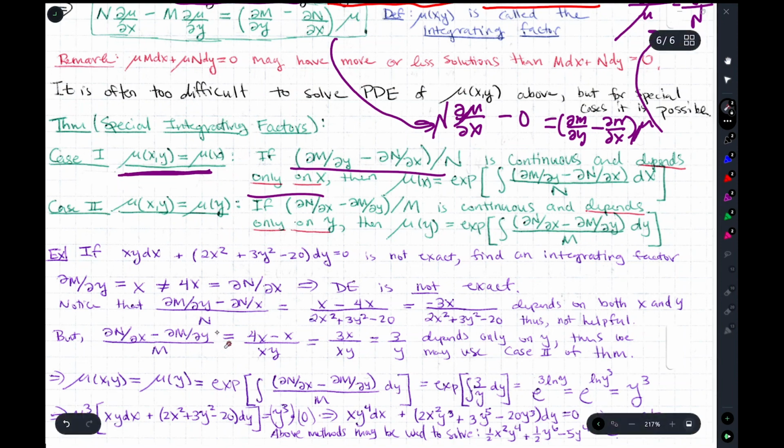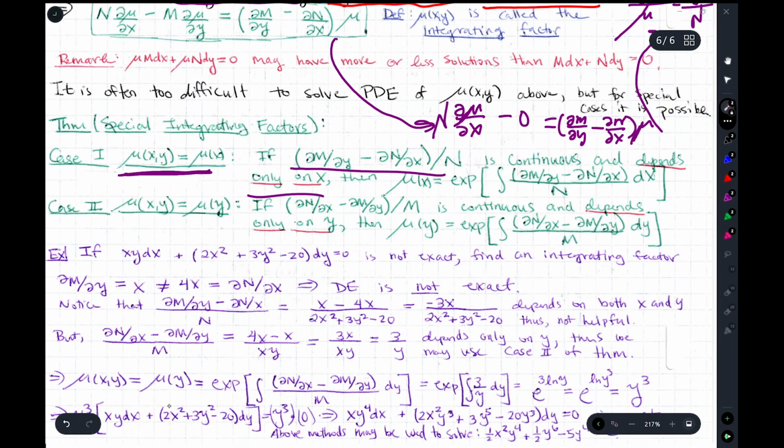Let's see. Partial N partial x minus partial M partial y over M. And voila, we get this x canceling. That's awesome. And we have 3 over y, and this depends only on y. So we're in that domain right here, and we could use case 2. We get our integrating factor by this equation here.